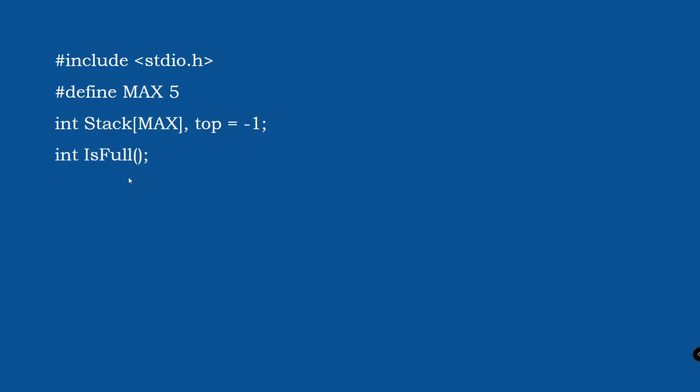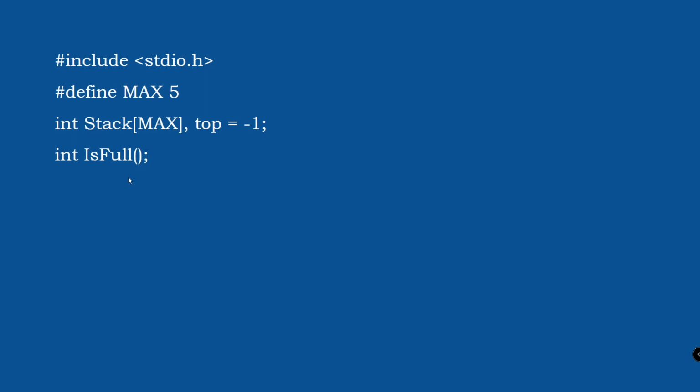Initially we start with #include <stdio.h> and then we define a maximum value of 5 for the size of the stack, and now we declare a variable called stack of MAX, and top is equal to -1, initializing the value of top as -1, and we are defining a few functions.